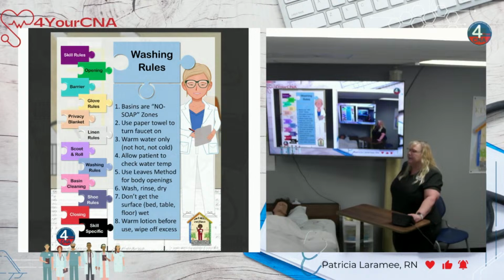Now, cleaning is pretty easy. We already know how to do this. Don't add soap to your basin. Use paper towel to turn the water on. It should feel warm, not hot, not cold, just warm. Patient should check that water too. We're not going to add soap to the basin, we're going to add it to the washcloth. We're going to use the leaves method because this is a wet body opening. We'll change that water if it gets cold or soapy. Whatever we wash, we rinse. Whatever we rinse, we dry. Good. We already know this. We know how to clean.